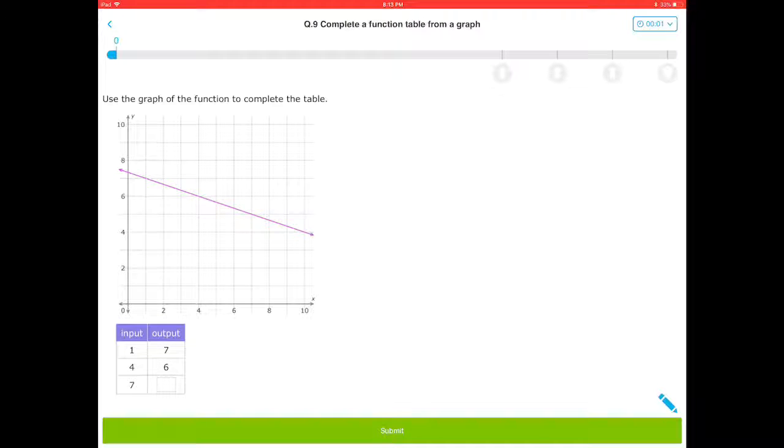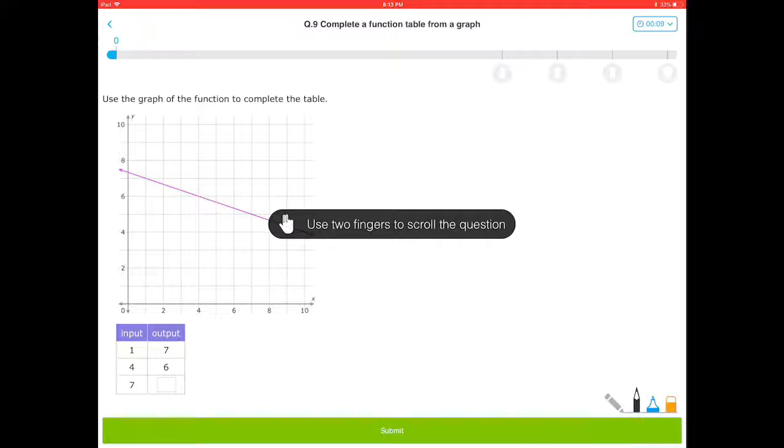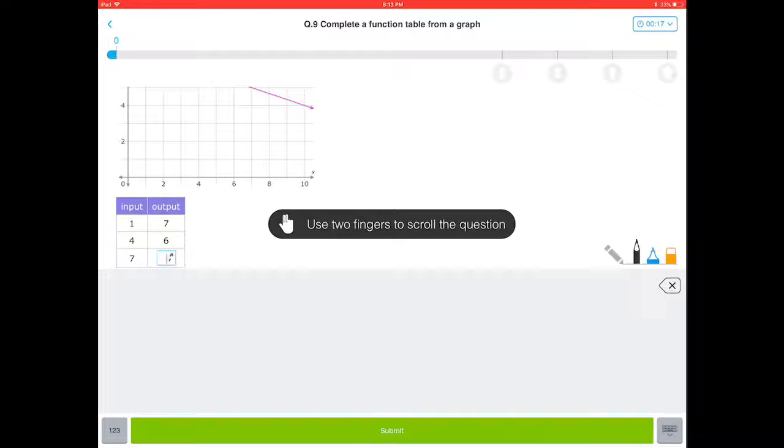Complete the function table from a graph. Looks like my Wi-Fi is going really slow. I'm not sure why. Give me 1 second. Maybe if I go back, click on it again. All right, here we go. It says complete a function table from a graph. Use 2 fingers to scroll the question. Use the graph to complete the table. Oops, my bad. I've never used this here, guys.